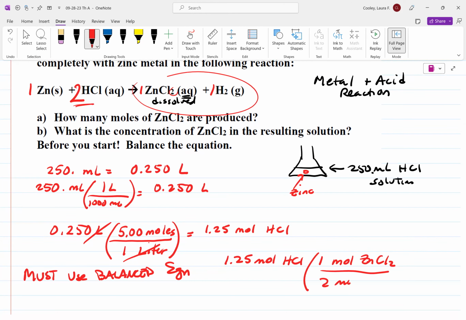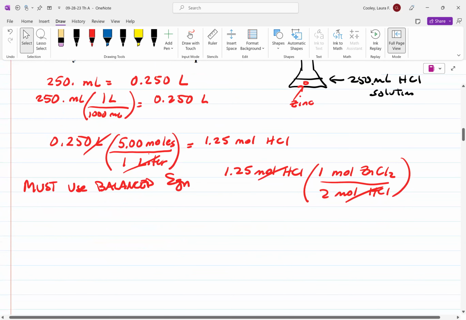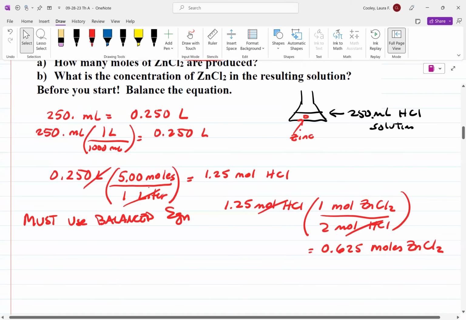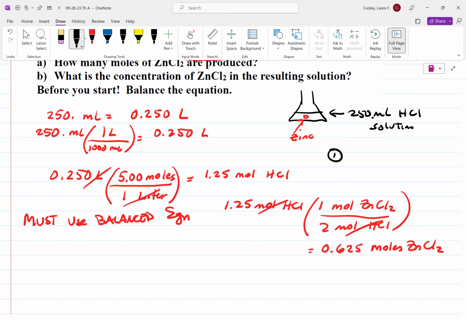ZnCl2 per 2 moles of HCl. And since I don't have enough room, I'm going to calculate these moles slightly differently here. And you get 0.625 moles ZnCl2. So our first step, I guess I should write this down, was to get the moles of HCl from the molarity and the volume in liters, and that's what I did here.